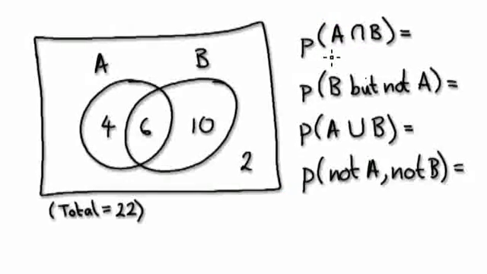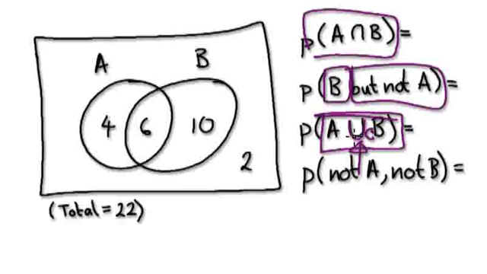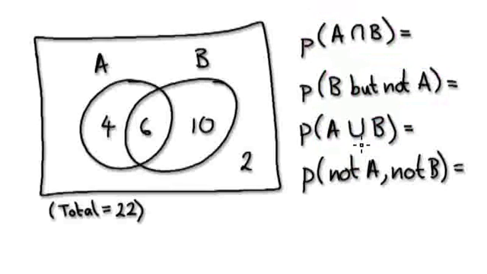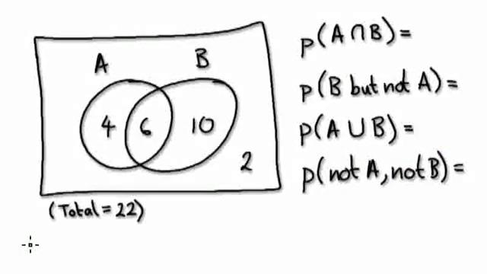So what is the probability? It would be A and B. And what is the probability here? B, but not A. And this is the probability of A or B, so this is a union of the two. And this one here is not A and not B. Press pause and think about this, and try and do this. Press pause and have a go.